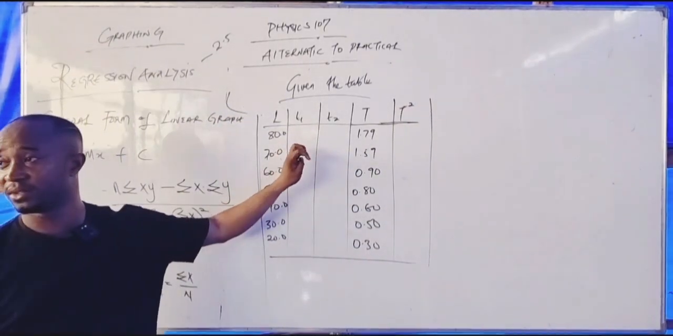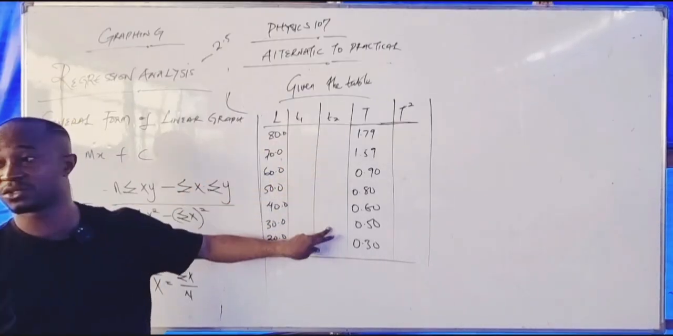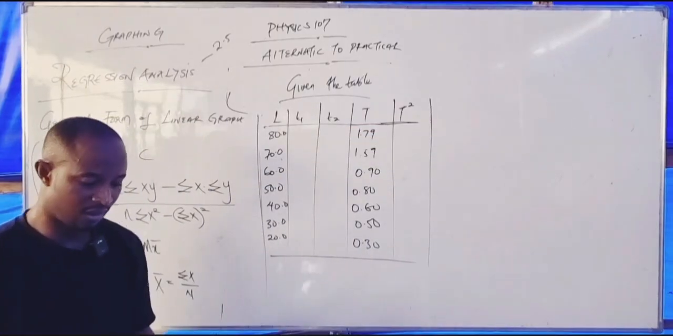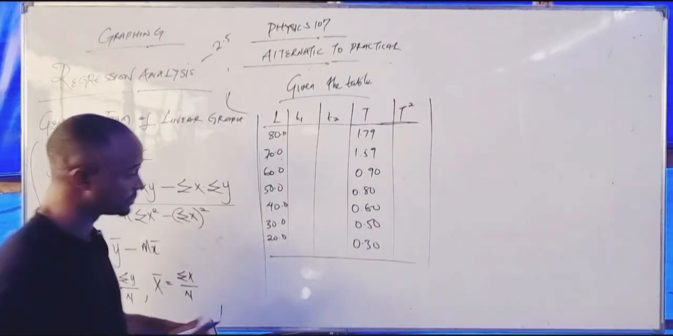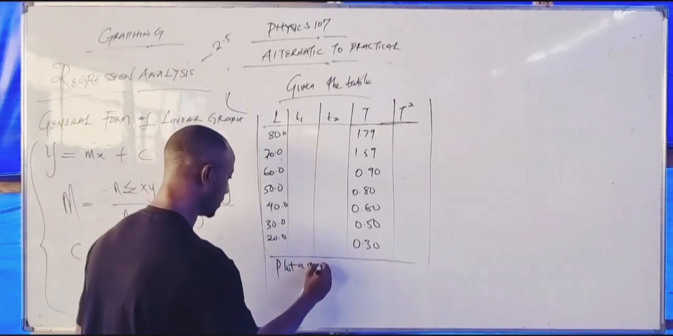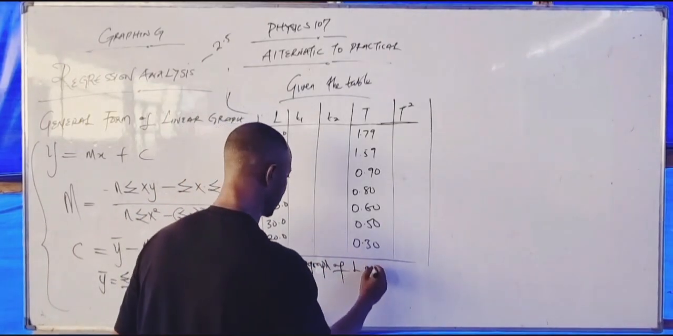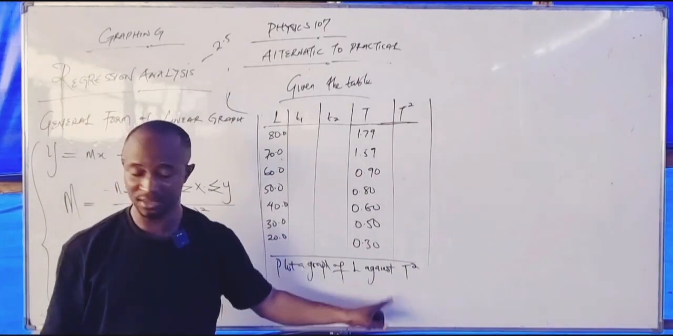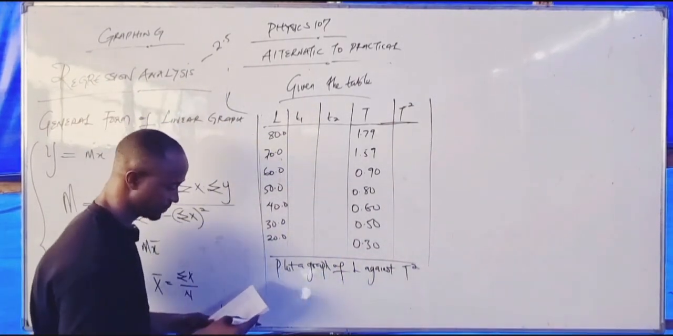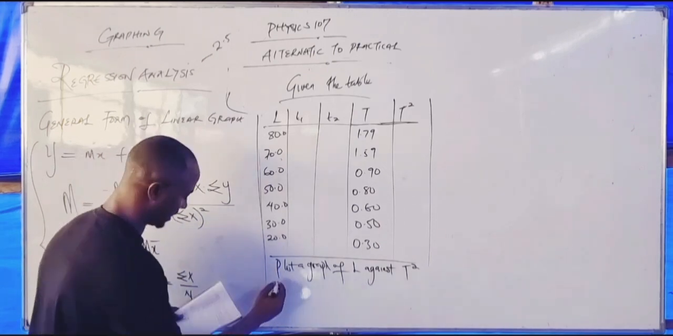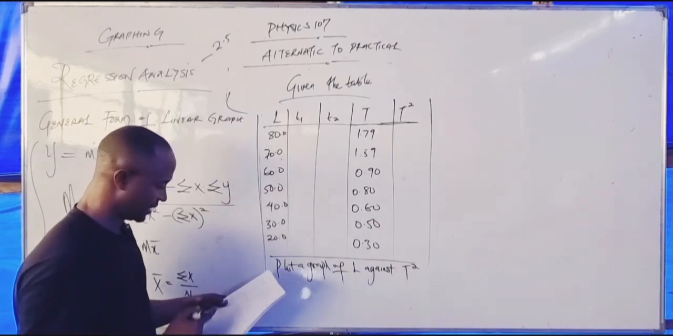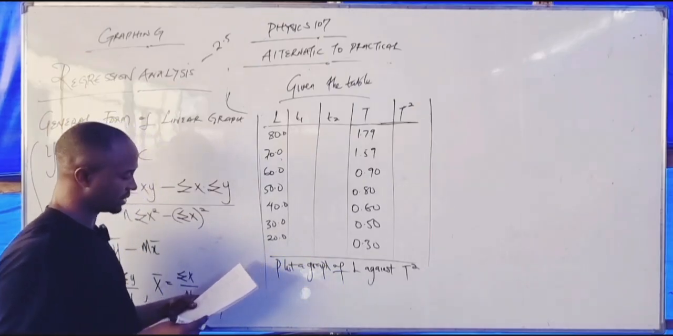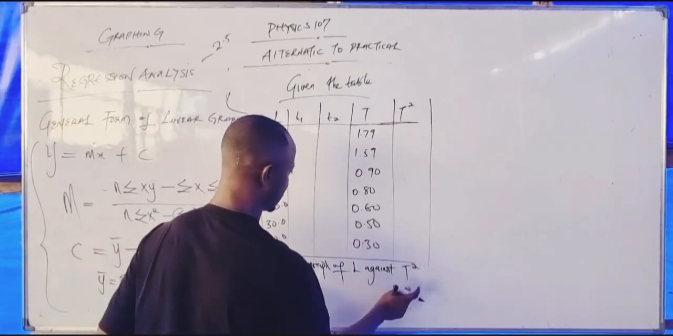So this was what was given to you. Let me give you the values of T1 and T2. Okay, we don't really need this actually. What you need is L and T. So the question says, plot a graph of L against T squared. Is that small t or capital T? Capital T, right? Good. T squared. Then I give a scale. Complete the table and plot the graph of L against T squared.